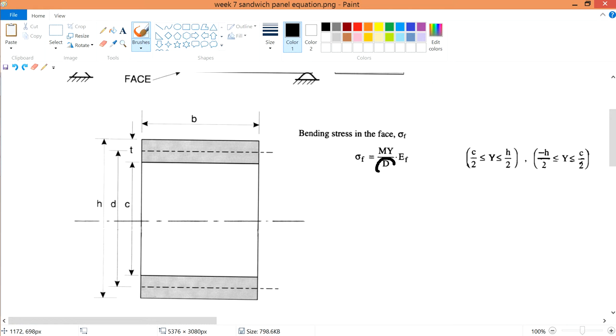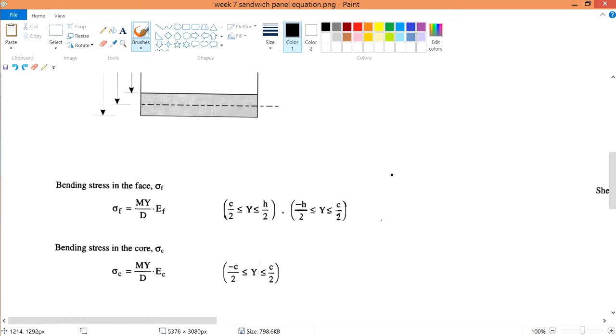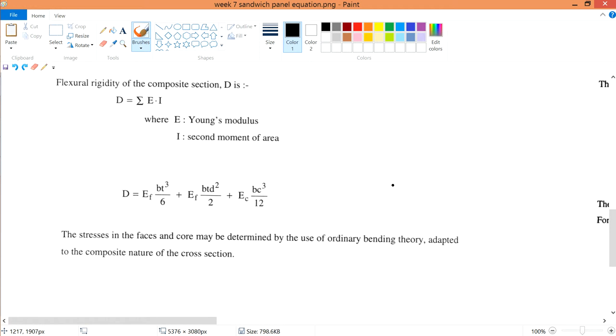Then next is the D. The D is your so-called flexural rigidity. Your flexural rigidity is a summation of your Young modulus multiplied by your second moment of area. Most probably, because it's a beam section, it's EI. But anyway, it's a summation of Young modulus times I. So the Young modulus of the phase multiplied by bt cubed over 6.